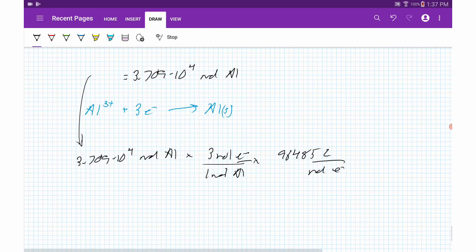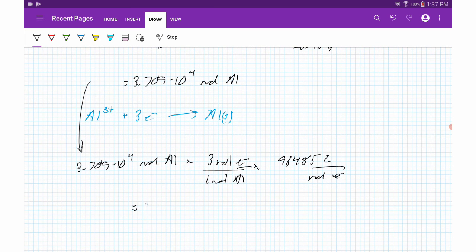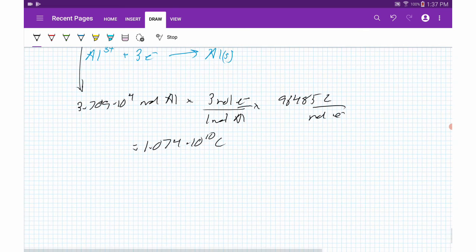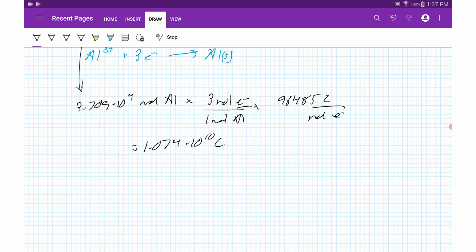Coulombs per mole of electron, and you find that this is equal to 1.074 times 10 to the 10 coulombs. Again, 1 ton of aluminum, quantities that we're not used to working with, so the values in terms of the charge here are huge. And do the calculation enough times to convince yourself that you haven't made a mathematical error.